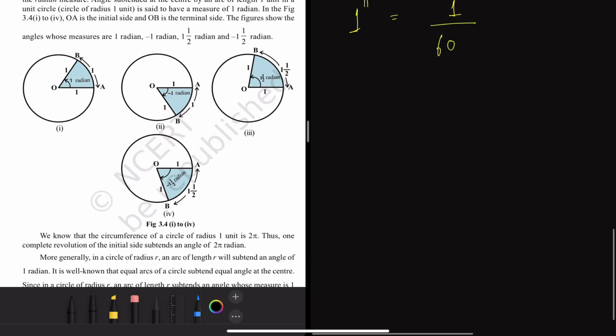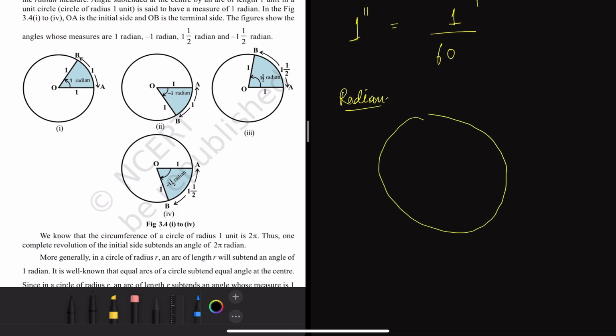Then moving on to the radian measure. So what is a radian measure? Radian measure is defined as the angle subtended by a unit circle. A unit circle is a circle जिसका radius is equal to 1 unit. Okay, angle subtended by an arc of 1 unit of a unit circle is known as 1 radian.